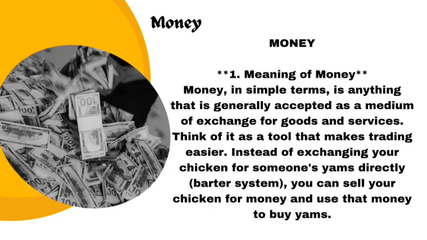Let's move on. Let us begin our adventure for today's lesson with what is money? What actually is money? What does it mean? Let me explain. Money in simple terms is anything that is generally accepted as a medium of exchange for goods and services. Full stop. That is not all. Think of it as a tool that makes trading easier. Instead of exchanging your chicken for someone's yam or rice directly, which is also known as trade by barter, you can sell your chicken for money and use that same money to buy yam.